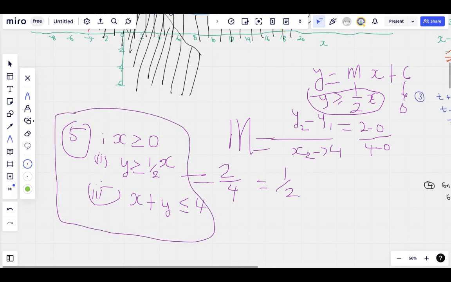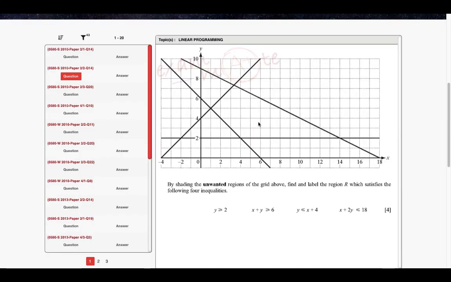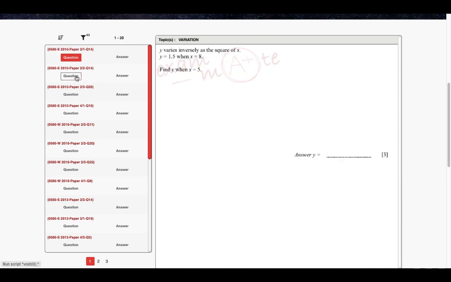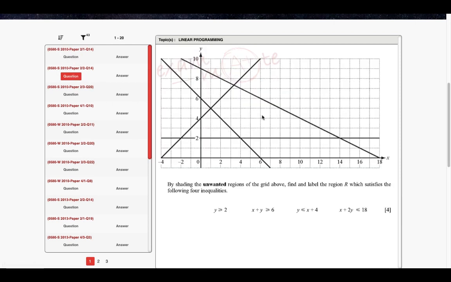So the exam can come in any form. The exam can be in this form: they want you to write the inequality. Or the exam can be in this form: they want you to shade. This one we shaded, remember. They gave you the inequality, they want us to shade the region.